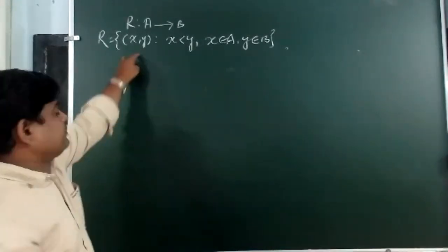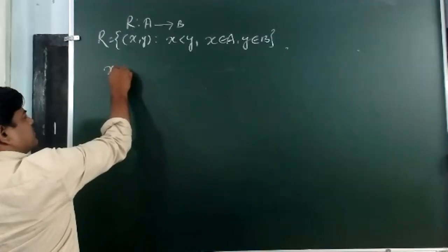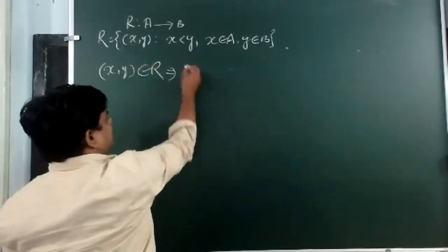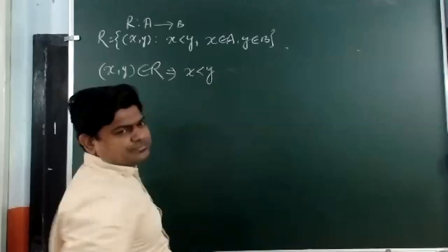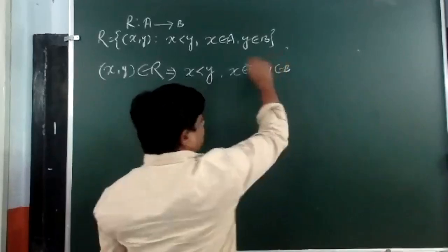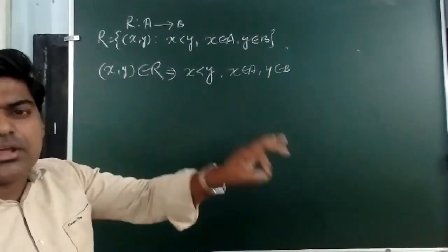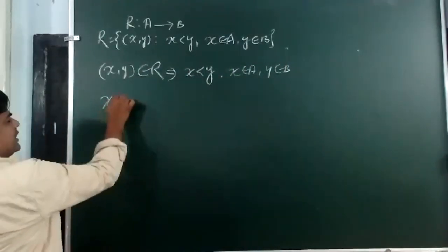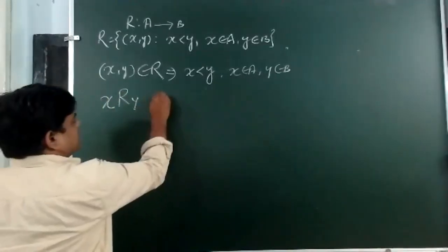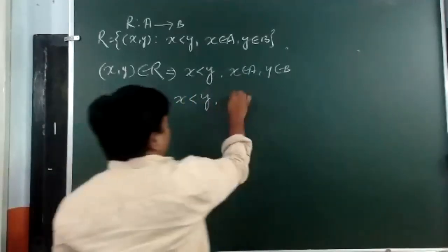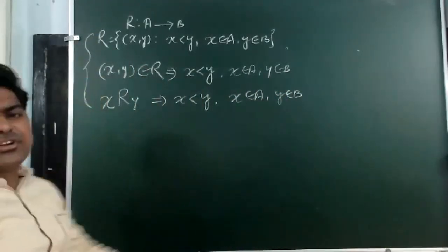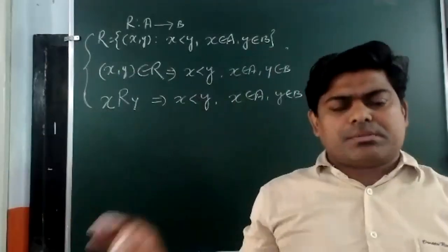One more thing I want to tell you. This can be written in different forms. The first one: (x, y) belongs to R implies that x is less than y, where x belongs to A and y belongs to B. Another way I may write is: x is related to y implies that x is less than y, and again x belongs to A and y belongs to B. All these three are representing the same thing.